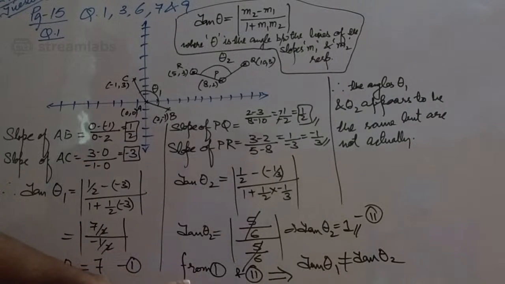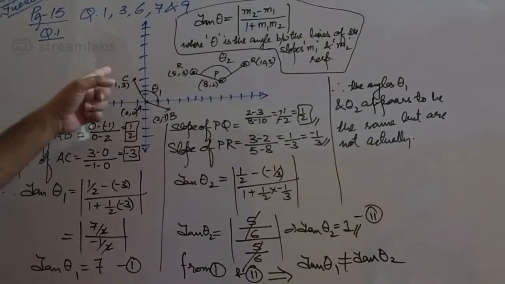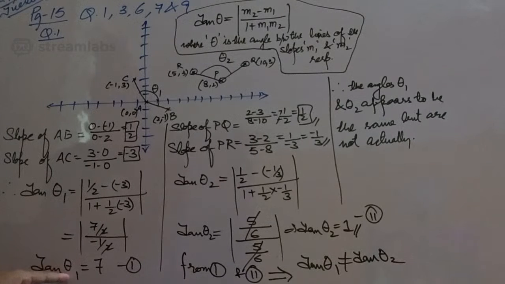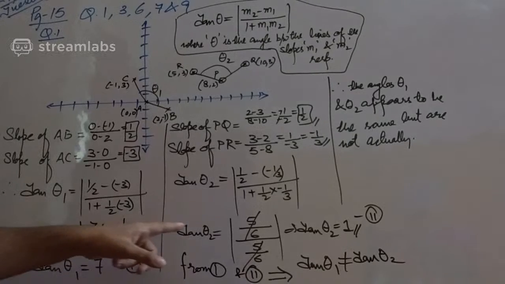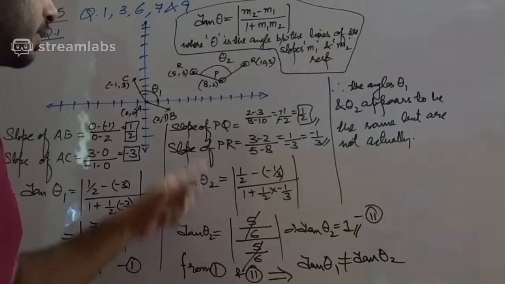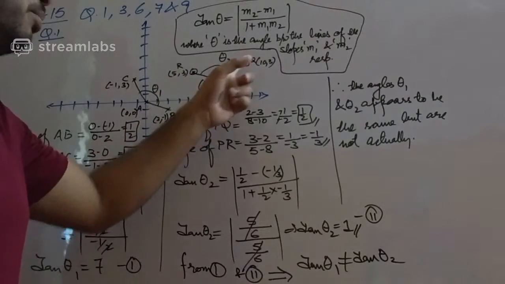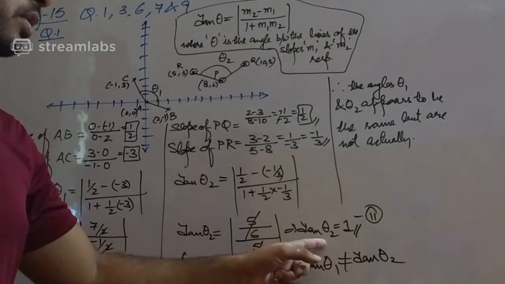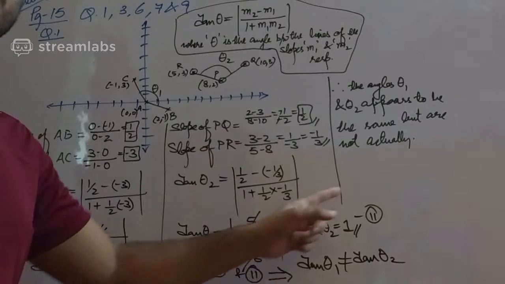Okay, the last part. Should I explain this? So first of all, we have found the angle between AB and AC. By this, in fact, the angle would come theta 1 equals tan inverse of 7. Okay, so this will come as an angle. Similarly, for the second line, we have found tan theta 2, which is the angle between PR and PQ by the formula, and theta 2 will come tan inverse of 1.